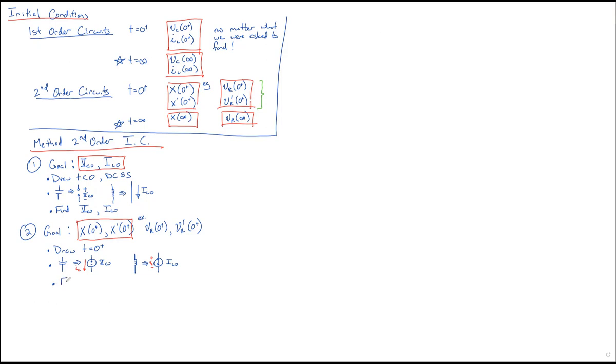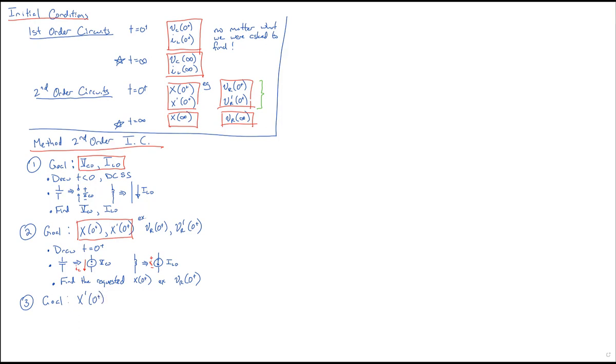And then you find the requested X at 0 plus. So for this example, we'll say, find the voltage across the R at 0 plus. Now that shouldn't be hard to do. It looks just like a DC circuit. You just have an extra voltage source or an extra current source. You can find that. What is different is your next goal, which is to find X prime of 0 plus.